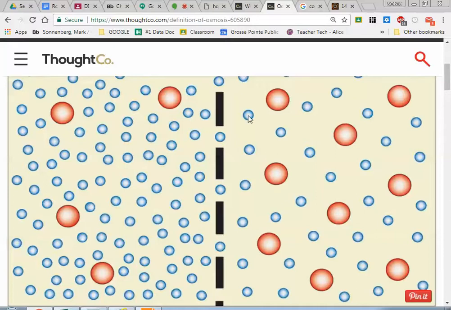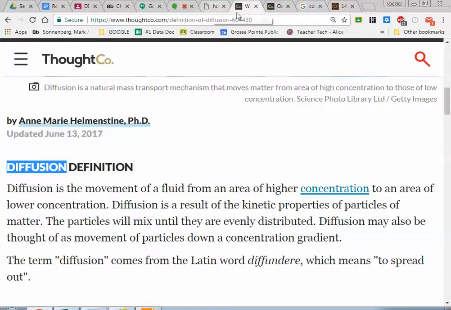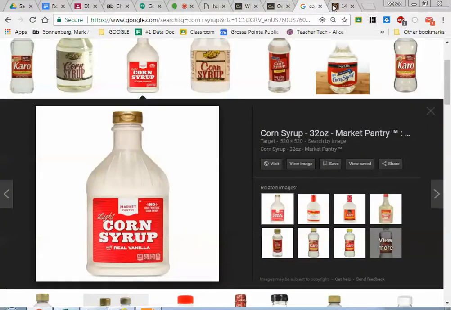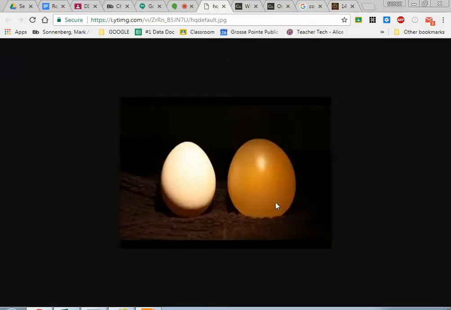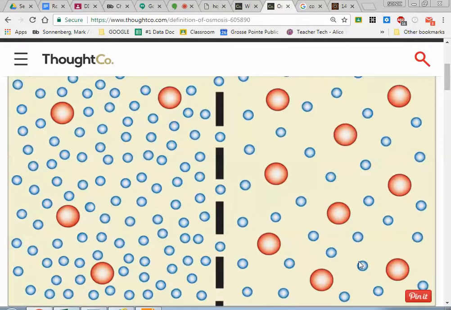But now you've placed this egg. Where's my egg now? Here's my egg. Now this egg has been placed in corn syrup. So if we go back to our diagram, now you have an egg with a lot of water in it, surrounded by an environment that does not have a lot of water.